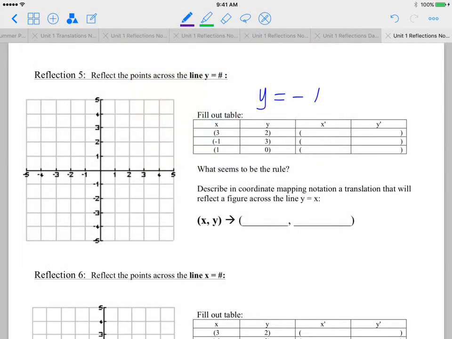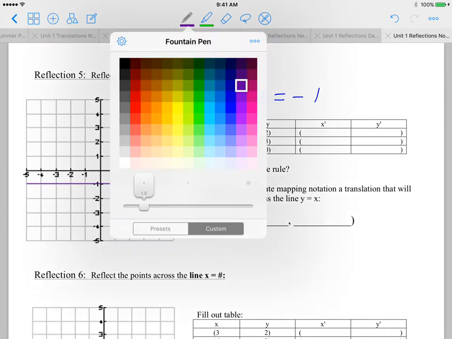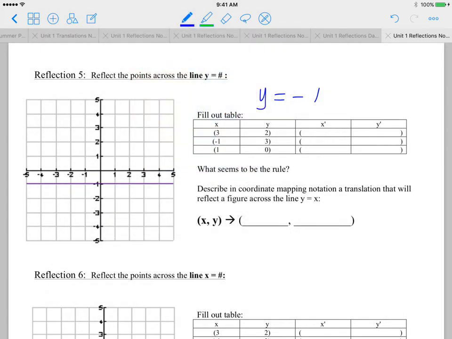Okay, so we're going to draw our y equals negative 1 line. Boop, there it is. Okay, so you guys did a little bit of this on your homework last night, just trying to ease your feet in.